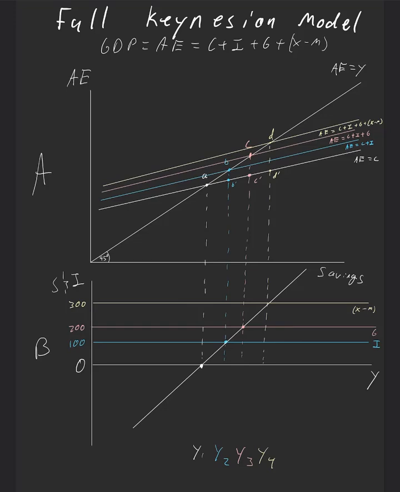Now you've got a savings curve fit to the differences in all of these new aggregate expenditures, these new injections into the model, and we have the full Keynesian model.